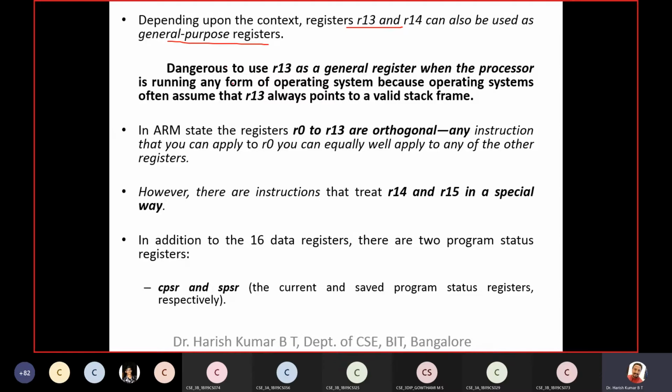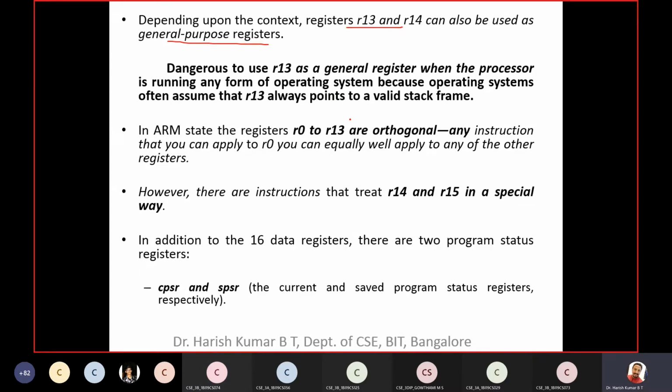So we say it is dangerous to use R13, R14 and R15. As much as possible we try to avoid R13, 14 and 15 for our own purpose. We'll let them go with their special functions instead of disturbing those registers. Okay, got the point?